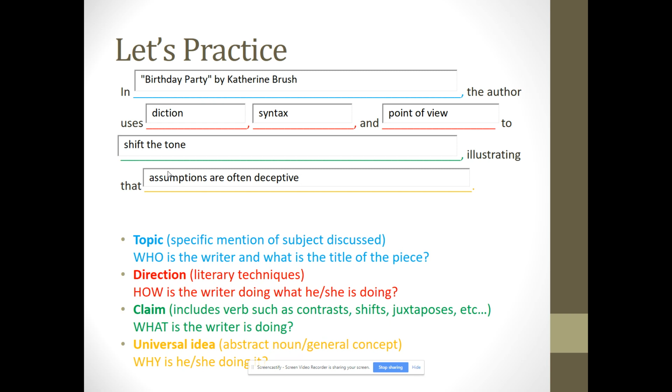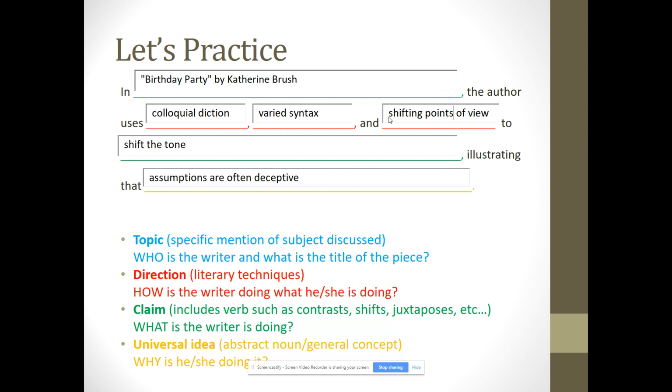So here in the red blanks, always make sure that you're not just listing techniques. Be specific and always have an adjective before each technique. For instance, we could say that Brush uses colloquial diction, maybe varied syntax, and shifting points of view. This is a much stronger thesis than one that simply lists diction, syntax, and point of view.